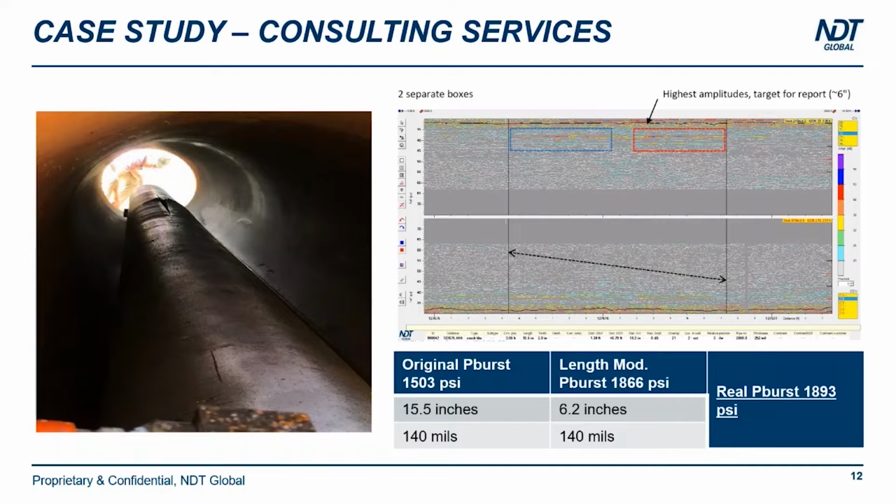So with this, we can understand that, yes, the anomaly is quite long, but just part of this anomaly has the highest amplitudes and the deepest profile. So if we consider only this side, we can narrow it down to 6.2 inches, and this input will change the crack assessment, giving us almost 1900 PSI. So when this anomaly was taken to the lab and hydro tested, the real burst pressure was, again, almost 1900 PSI.